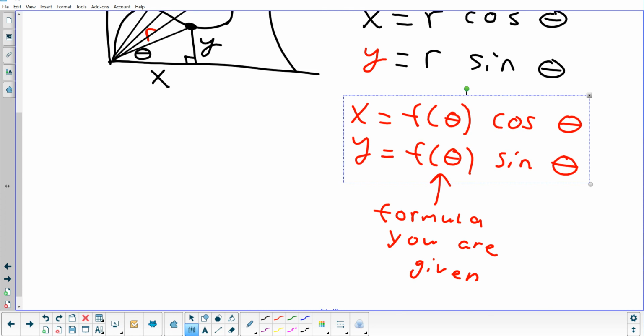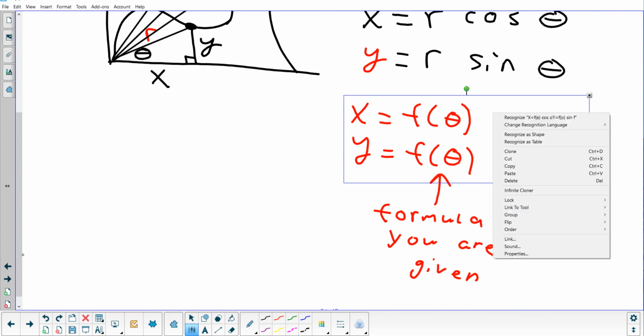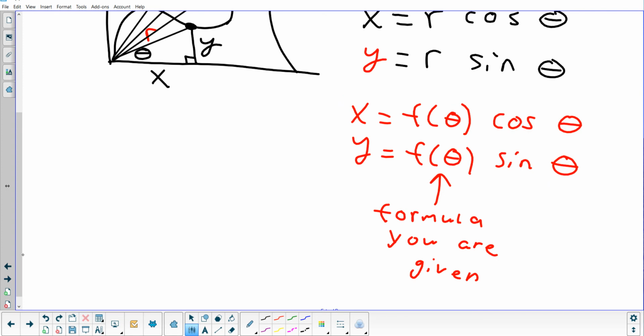If r was fixed, I wouldn't have to give you a formula here. I could just say, oh, r is always 3. We're doing a circle. But it's not a circle. So you use the formula to find the radius, and then multiply that by the cosine for the x and by the sine for the y.